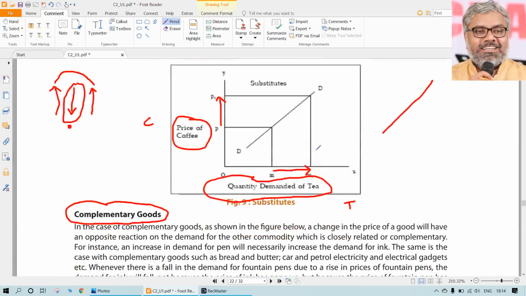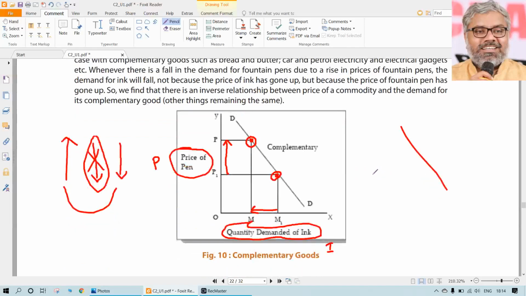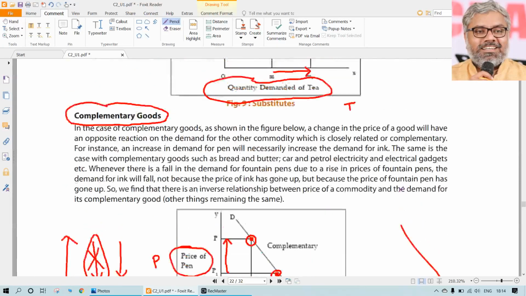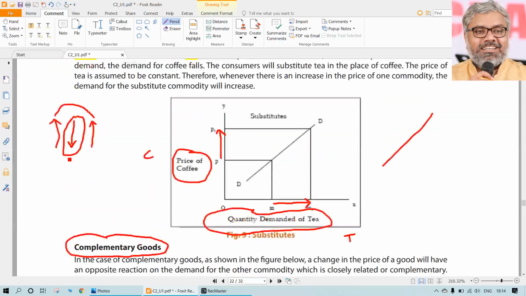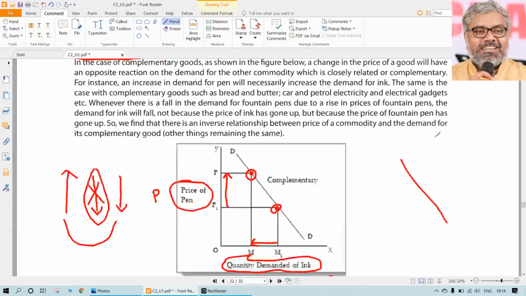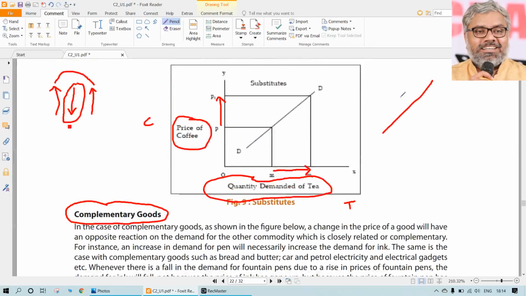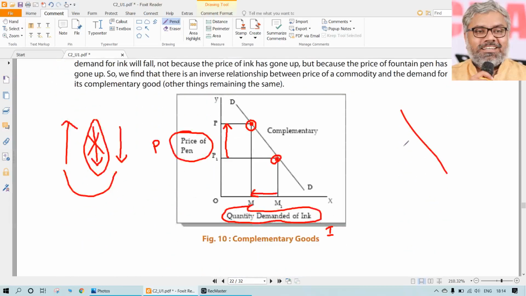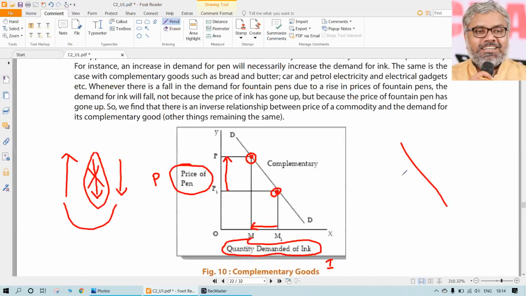So here you can see the graph also. For substitutes, the cross elasticity is positive. For complementary commodities, the cross elasticity is negative. How do we know that? Because the relationship is inverse. As one is increasing, the other is decreasing. So it is negative, meaning going from left to right downwards. This is the upward curve, substitutes. This is a downward curve, complementary commodities. So this is naturally a positive relationship, this is a negative relationship. This is a direct relationship, this is an inverse relationship.